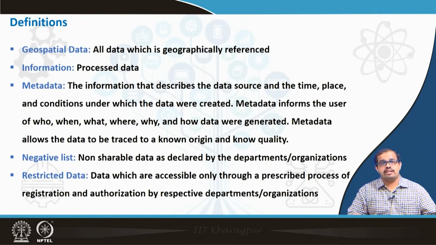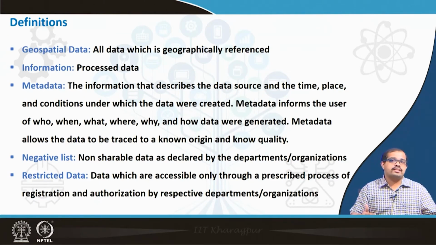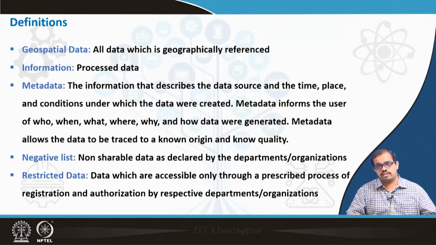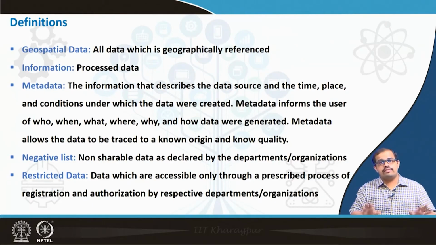And when you look at the negative list, non-shareable data is declared by the departments and organizations beforehand. Most of the data is shareable, but data on a very fine scale is non-shareable and it is already declared by departments. And when you say restricted data, these are data which are accessible only through the prescribed process of registration and authorization by the respective departments or organization, and come under the ambit of the data policy that each organization has, which may be shared, may not be shared. It is dependent on the organization which is actually creating the data.